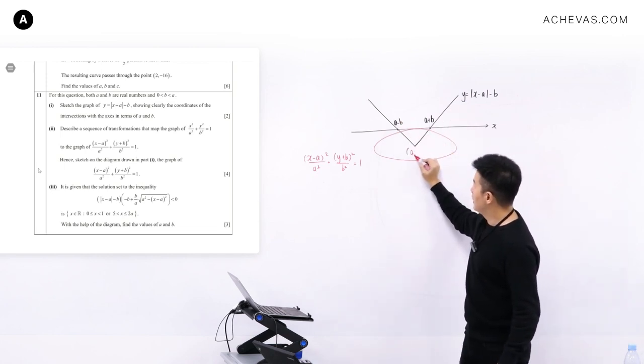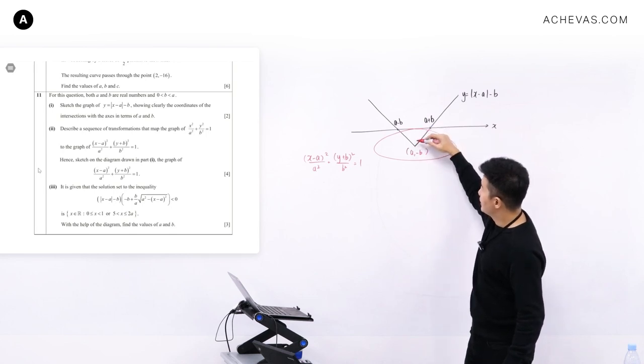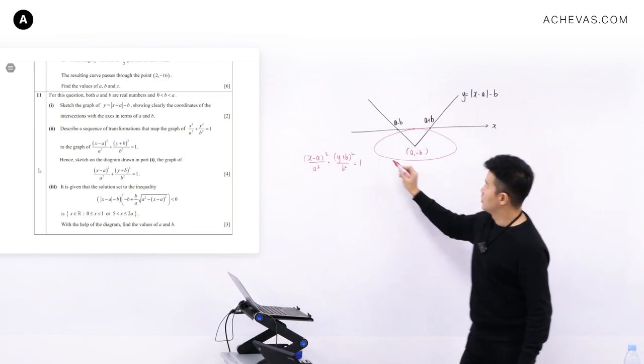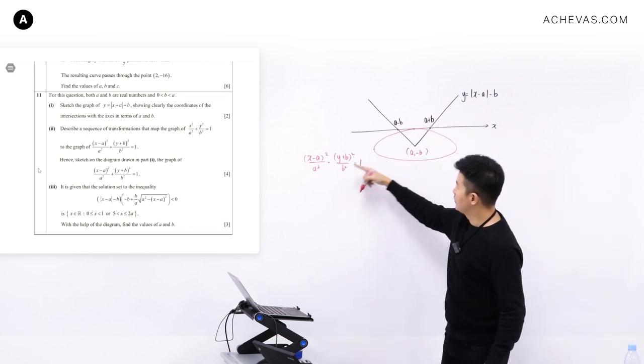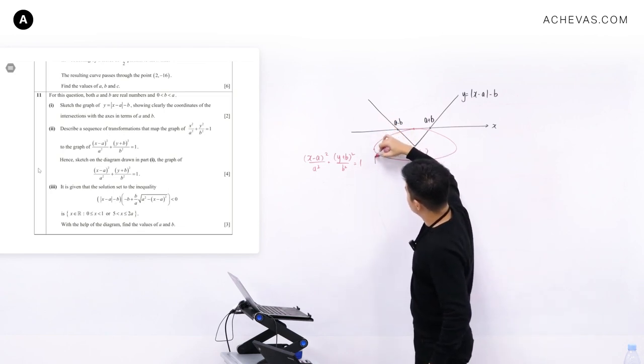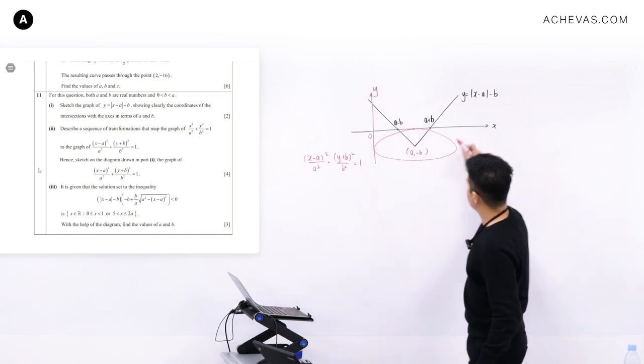This is a minus b. This height is b. So if this is minus b, this is going to be just touching the x-axis. So from here to here is a. So this will be at the y-axis. Let me draw in the y-axis. So this is going to be at the origin.